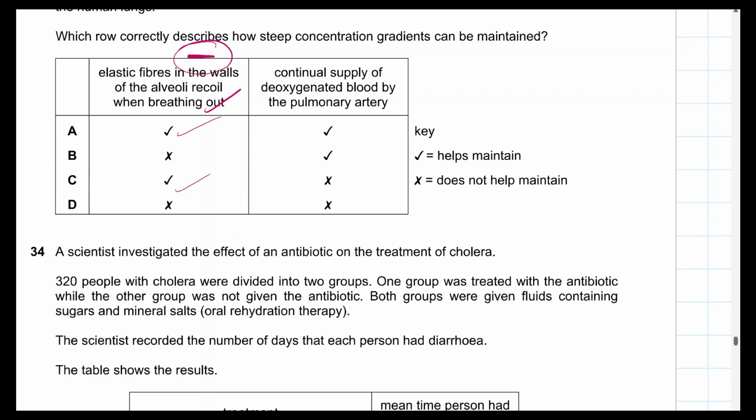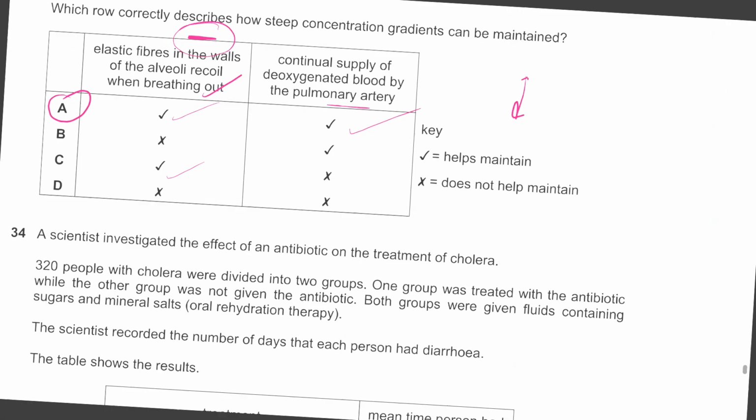Therefore, this is correct. Now, continual supply of deoxygenated blood by the pulmonary artery. So, the deoxygenated blood creates an actual steep gradient whilst the air is oxygenated. Therefore, the less oxygenated the blood from the pulmonary artery and the more oxygenated the air, this means that it creates a more steep gradient. Therefore, this is correct and the answer is going to be A.